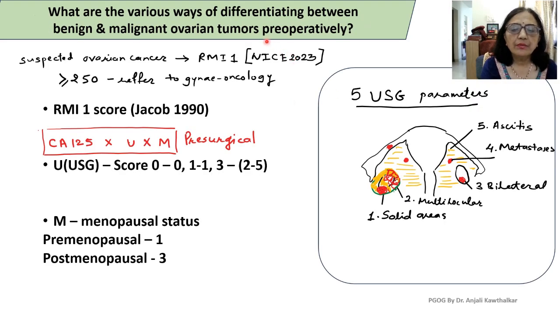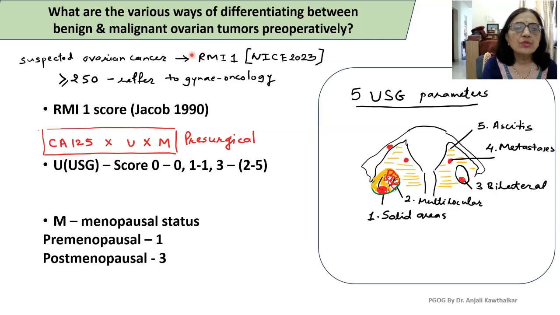Now, this is another favorite question which is asked to the students, and clinically it is also most important. Any patient who comes to us with an ovarian mass on examination, an adnexal mass, and ultrasonography shows presence of an ovarian tumor, can we suspect whether it is a benign tumor or a malignant tumor? Can we differentiate preoperatively?